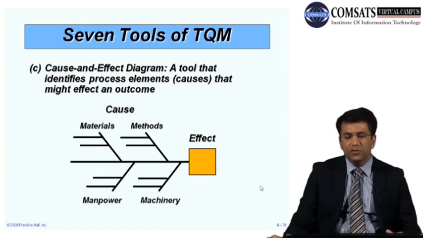Next important tool related to TQM is the cause and effect diagram. Again, this is a very important diagram. It is also sometimes referred to as the Ishikawa diagram, or it is also known as the fishbone diagram. Now, what is this diagram about? It actually identifies the process elements, that is the causes, that might affect an outcome. So in this cause and effect diagram, there is always an effect which is usually referred to as the outcome of some activity, and there are always some causes which are referred to as the reasons for creating that particular effect. So again, this diagram helps us to take a very important decision, and to find out the causes which are contributing towards a particular effect.